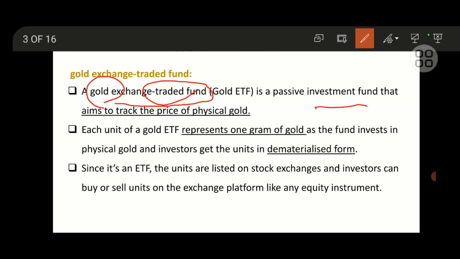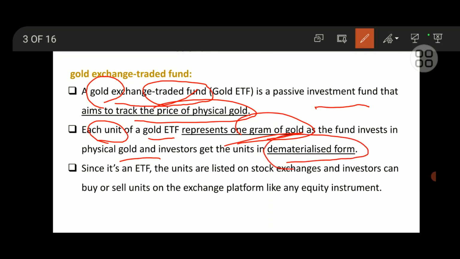This is an investment fund. The aim is to track the price of physical gold, which means each unit of gold ETF represents 1 gram of gold. So 1 gram of gold equals 1 unit of gold ETF. So we can invest in physical gold. The investor will get the units in dematerialized form, might be in a bond type. The units are listed in stock exchanges, so the investors can buy or sell units.